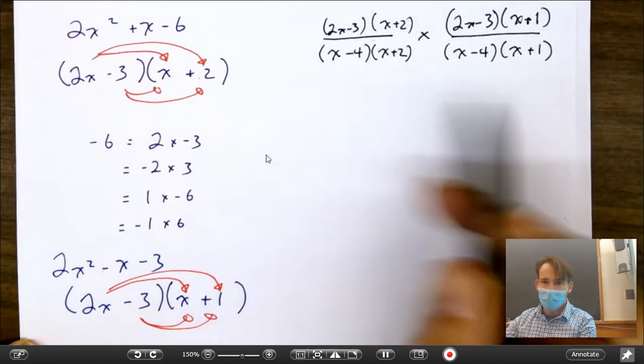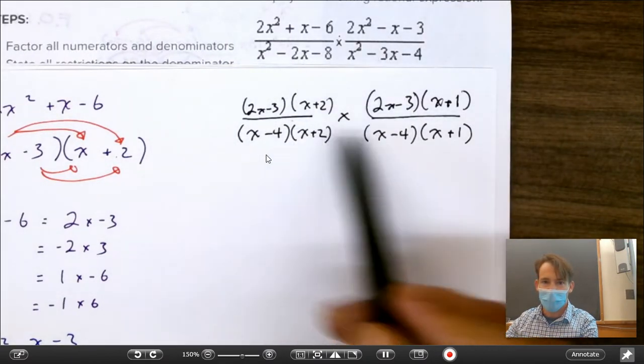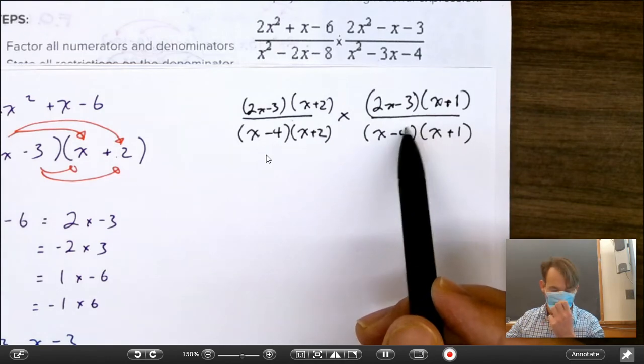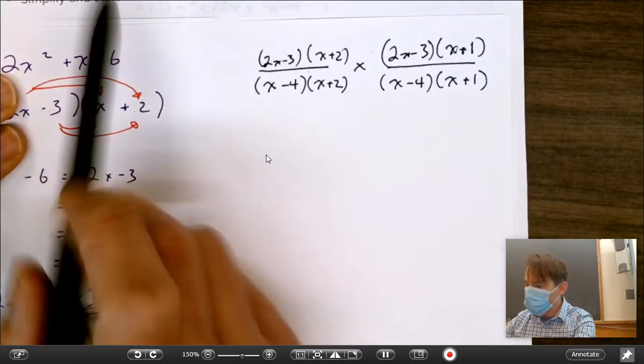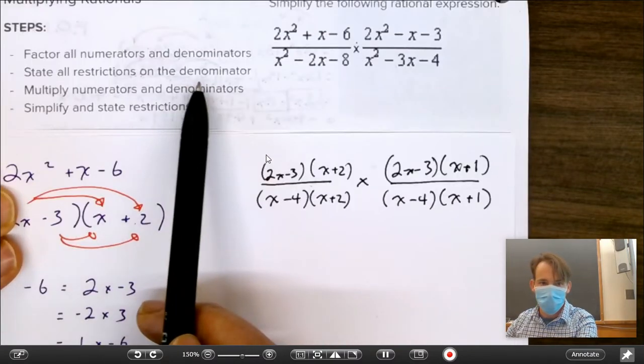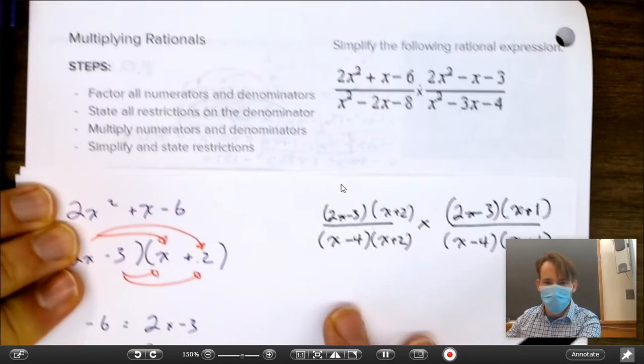All right, so now I have factored the numerators and the denominators completely. There's no more factoring that I can do there. So now I'm ready to go on to the next step. The next step is to state all the restrictions on the denominator. So let's go ahead and state all of our restrictions.